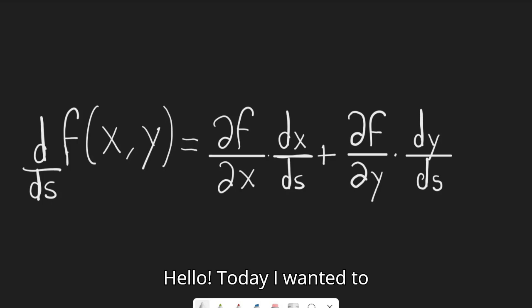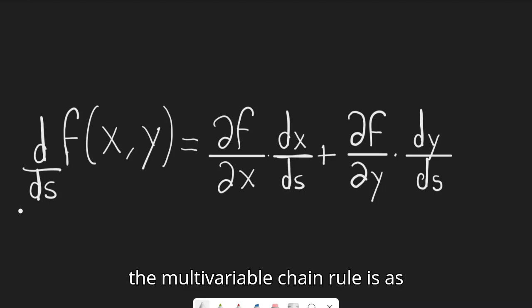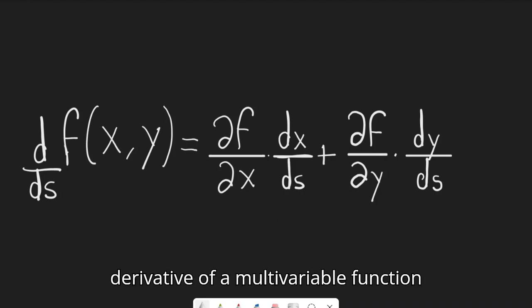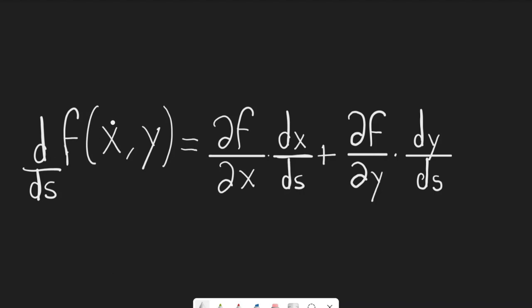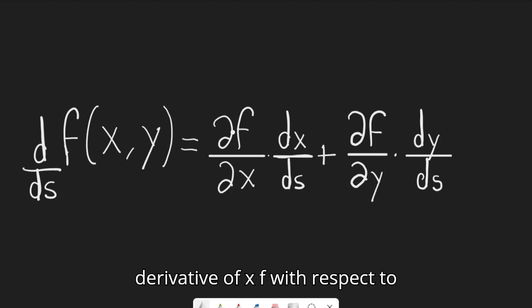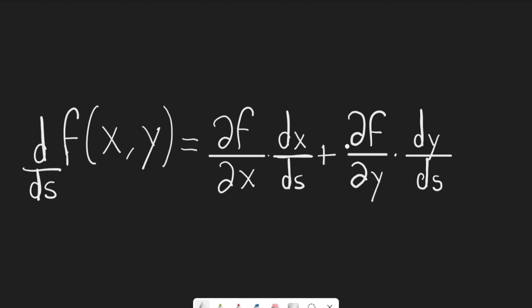Hello, today I wanted to do a math proof on why this formula works. I want to prove why the multivariable chain rule is as follows. We have the derivative of a multivariable function f of x, y with respect to s, which is equal to the partial derivative of f with respect to x times dx over ds, plus partial f partial y times dy over ds.